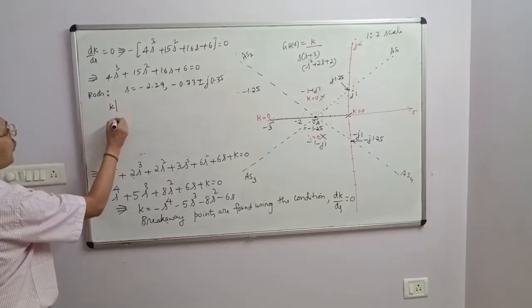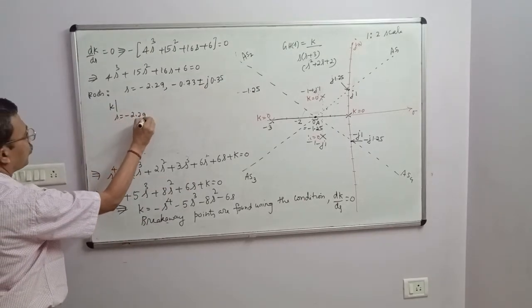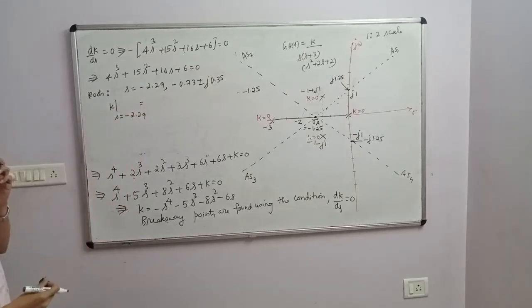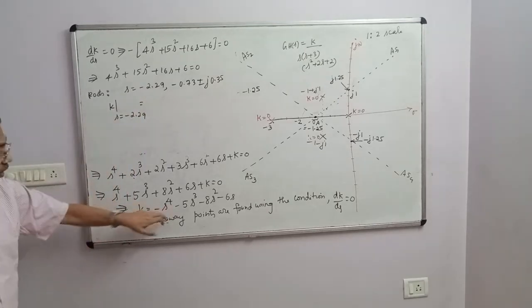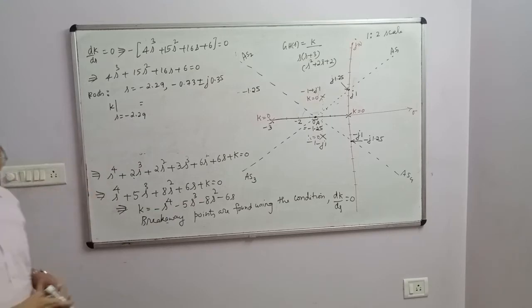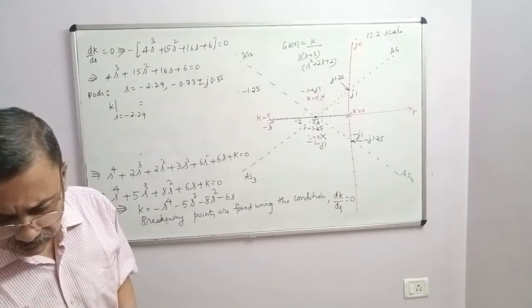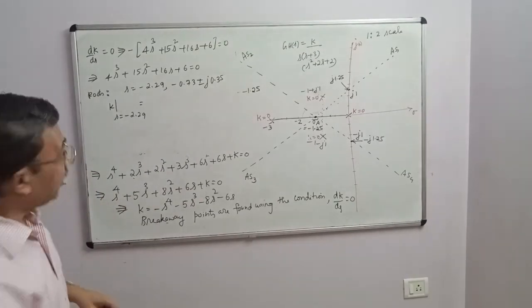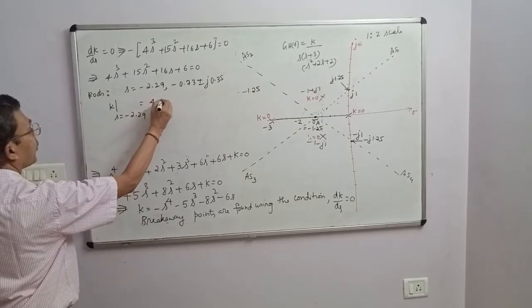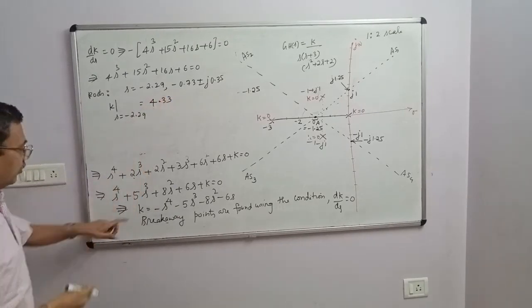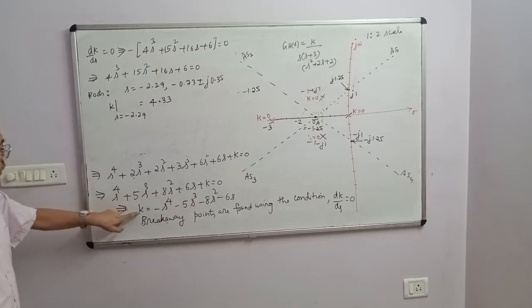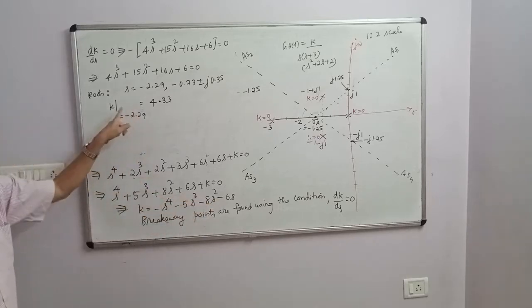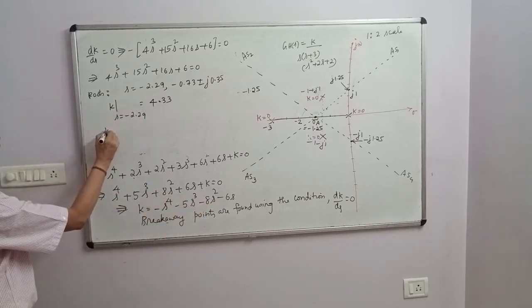Find the values of k at s is equal to minus 2.29. This is the equation connecting k and s. In this equation, put s is equal to minus 2.29. You will get k is equal to 4.33.